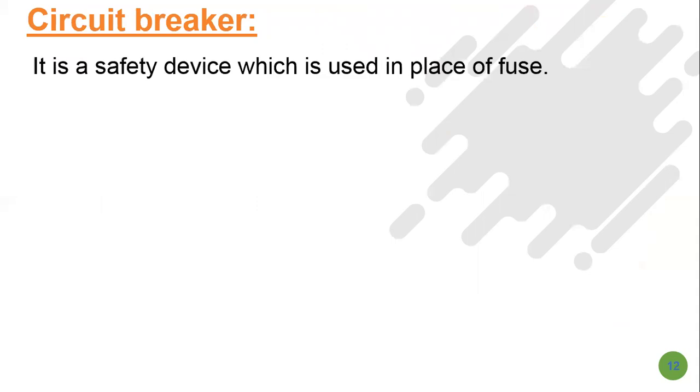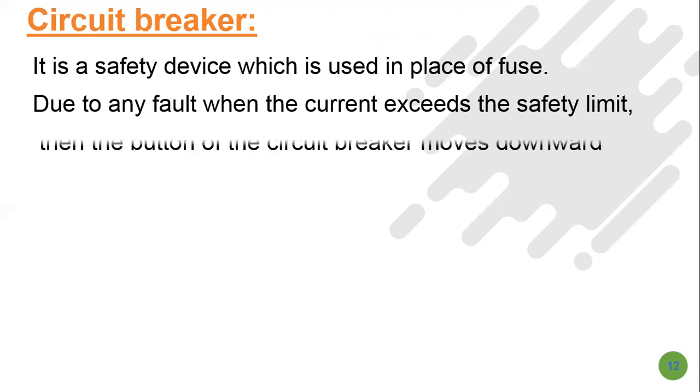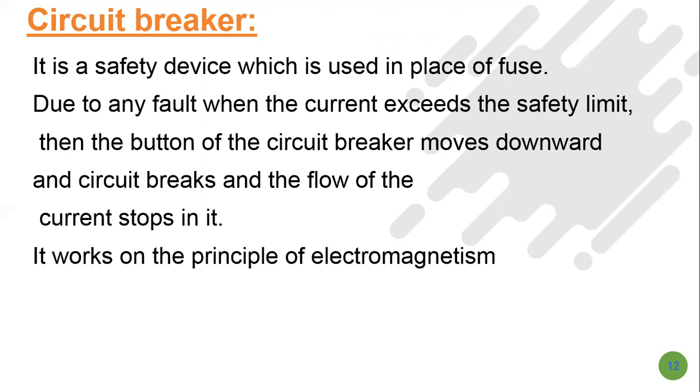Second is circuit breaker. It is also a safety device which is used in place of a fuse. Nowadays, instead of a fuse, we are using a circuit breaker. Due to any fault, when the current exceeds the safety limit, the button of the circuit breaker moves downward and the circuit breaks and the flow of current stops in it. It works on the principle of electromagnetism.